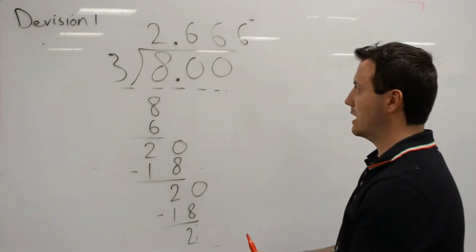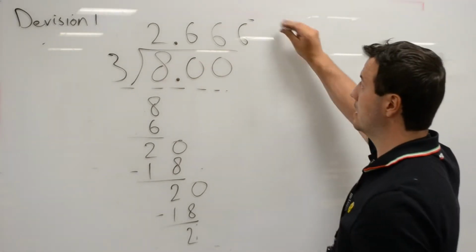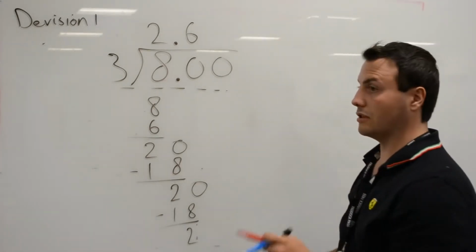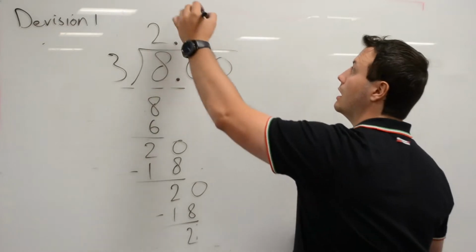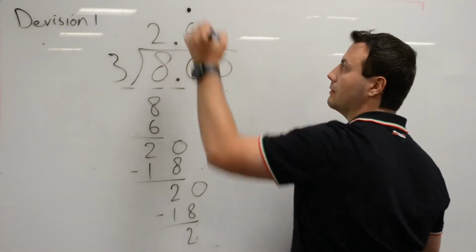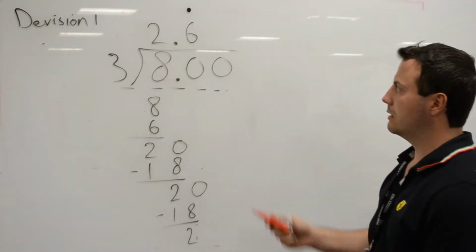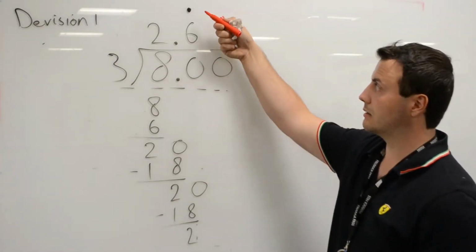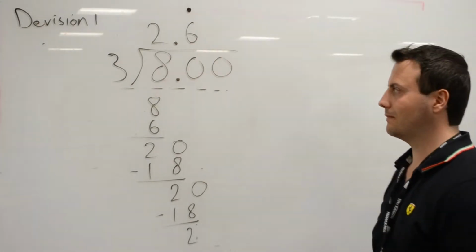So what we do in this case, when there's a pattern that's repeating, we truncate the answer down to the first point of repetition, and we put a dot over that answer. So 2.666 recurring is just 2.6 with a small dot over the top.